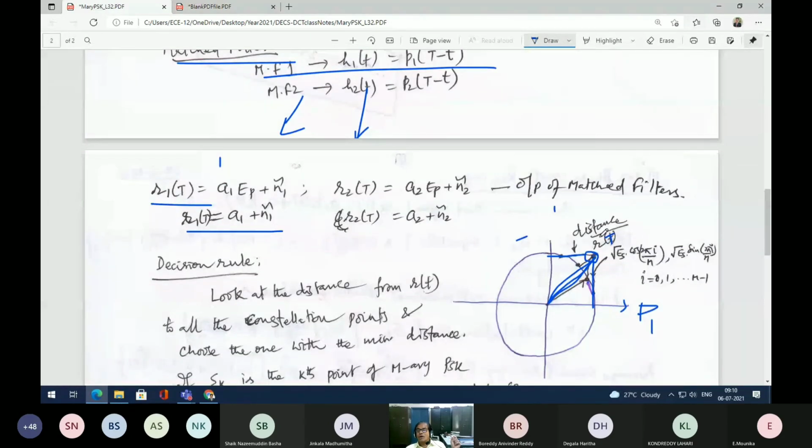Now, having received this R of t with the noise, what I have to do is draw the equivalent distance to all the signaling points, which are the actual points plotted. Whichever has the minimum distance from this received signaling point R of t to the actual signaling points, which are without any noise. You get my point?